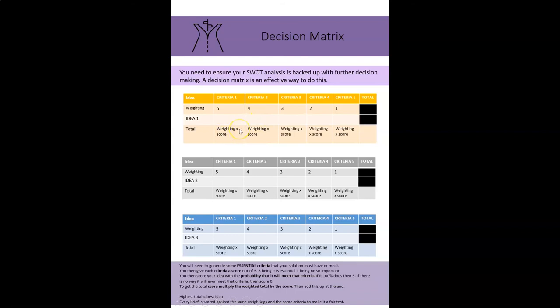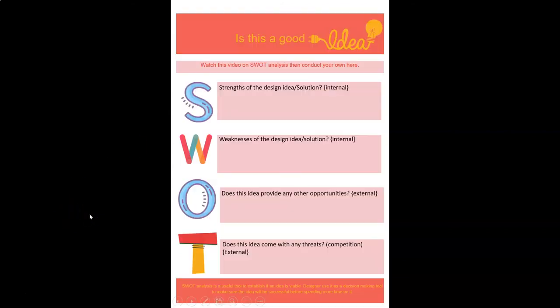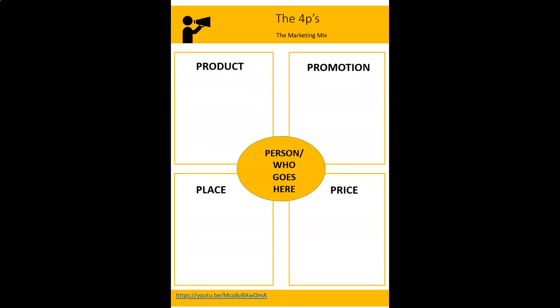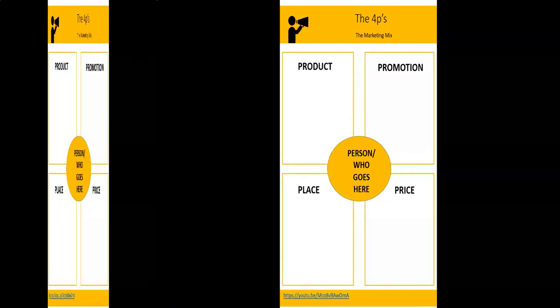You then times the weighting by the score, so this number by this number. You then add those up, which will give you your total decision matrix weighting. Now, the highest score from the decision matrix should be the best idea, but you need to evaluate this alongside the SWOT analysis to see which one is the best idea. Now you should be able to eliminate one of those ideas.